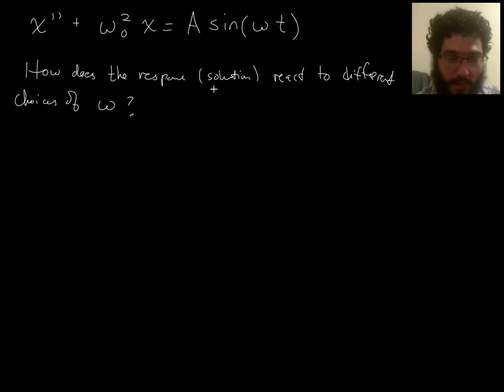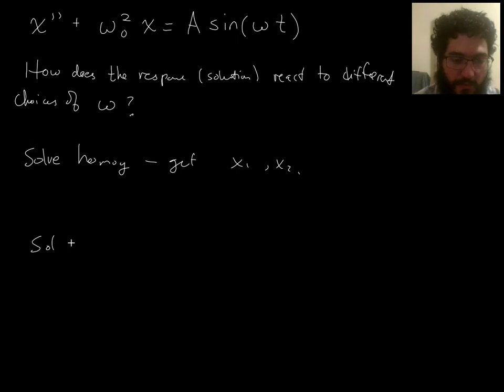Okay, so to address this, let's solve in the way that we know how to solve. And let's not be afraid of the unknown A and unknown omega. It's okay that these are unknown things. So here's the strategy. Same strategy that we learned about in the previous lecture. Solve homogeneous, get x1, x2, right? Then we get the general solution. So we want the general solution to the homogeneous. That's why we want two linearly independent ones. So these are linearly independent.